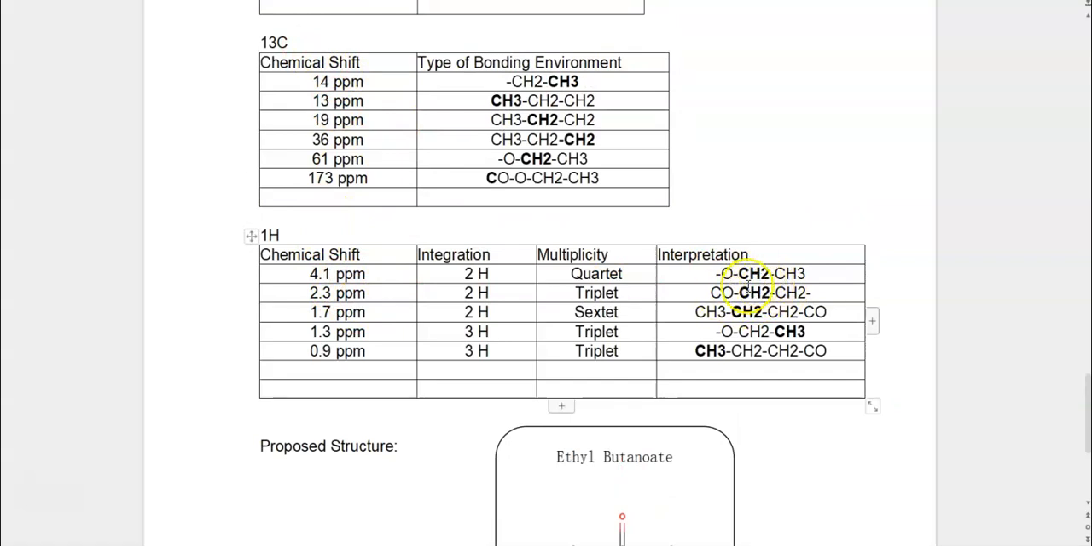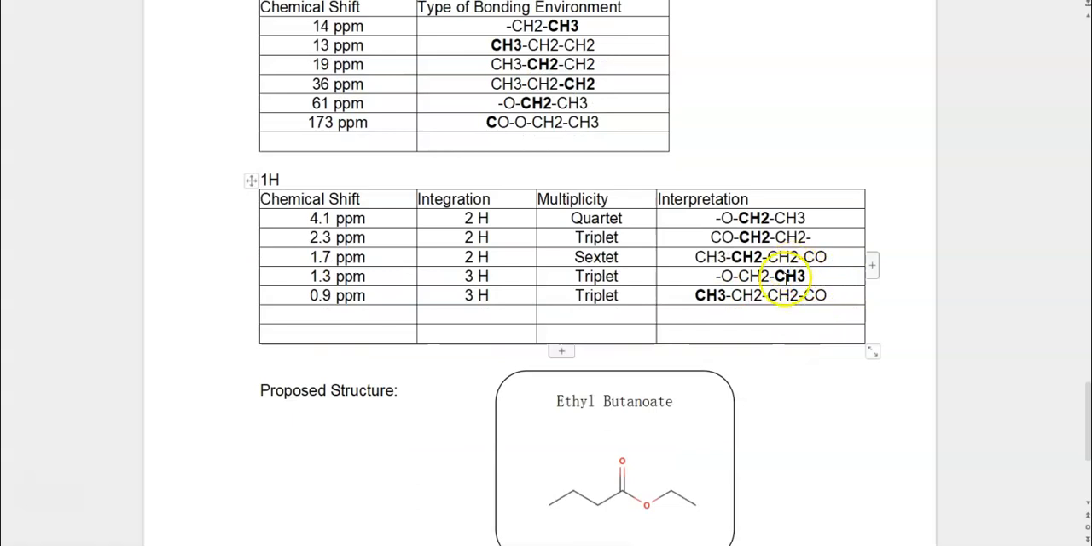And then you have the CH2, which is right next to a CH2 and a CO, which is double bonded. And then you have the CH2, which is between this group and that group right here. And then you have a methyl group right here, which is right next to only one carbon, and which is single bonded to this oxygen. And then you have a methyl group, which is right next to two carbons before you see the carbonyl group, which is double bonded to the oxygen.